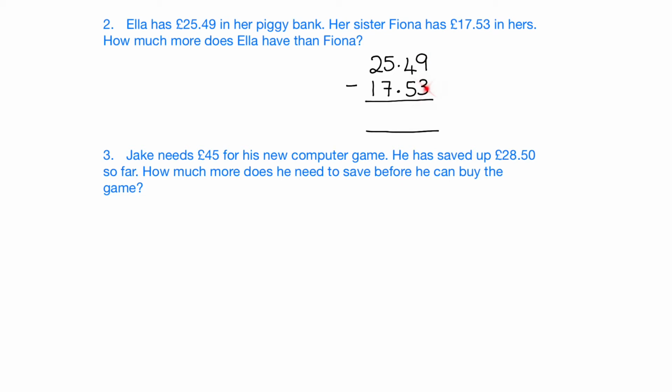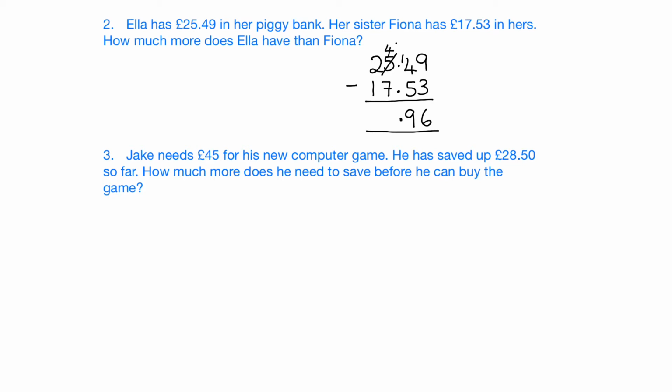So 9 take away 3 to start with is 6. 4 take away 5, well 5's more than 4, so we can't do 4 take away 5. So 4 needs to nip next door to 5 and borrow 1. Okay, so 5's going down to 4 and he's giving that one to the 4 there. So the 4 has borrowed 1 from the 5. So now we've got 14 take away 5. So 14 take away 5 is 9. We're going to make sure that we keep our points in a line, including the one in our answer box.